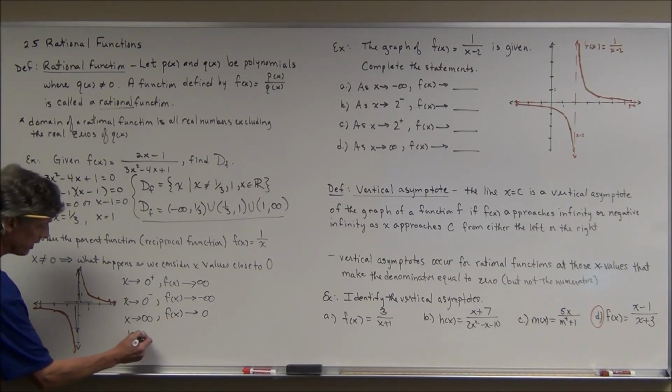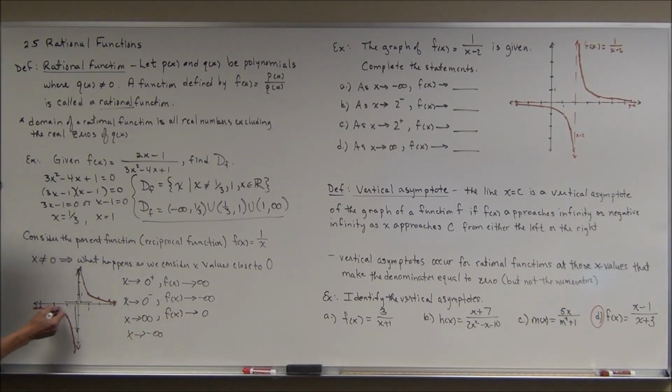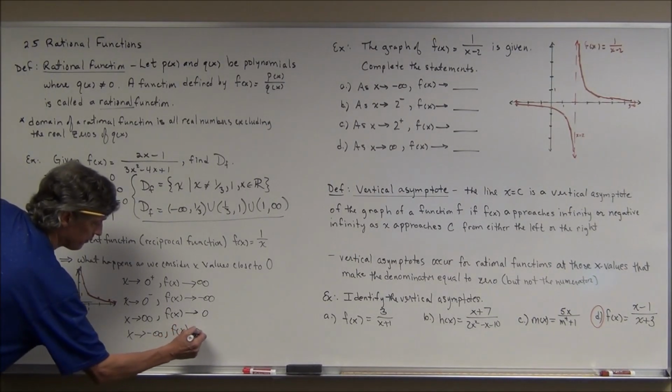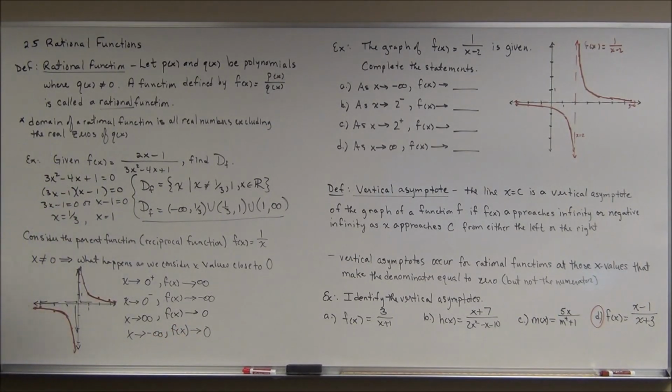And as x goes to negative infinity, so if it goes out this way, do you see how it's approaching 0 on this side? It's approaching the x-axis. So we would say f of x is approaching 0 as well.